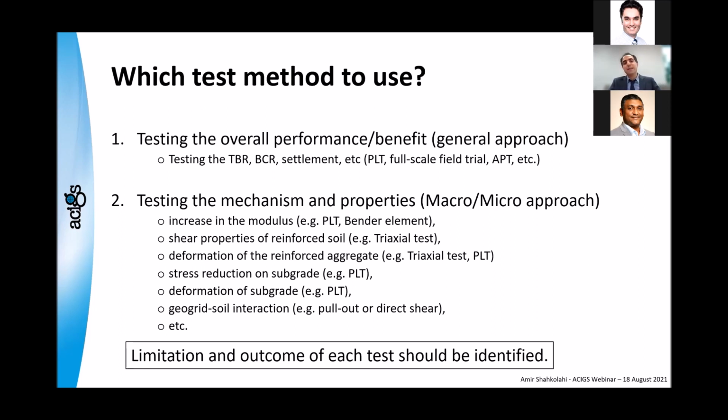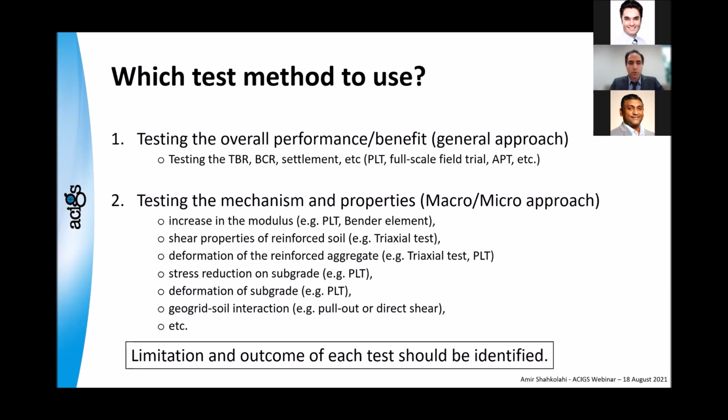Or are we testing the mechanisms and properties? This is a very important step. Sometimes there's confusion. We don't know which test to use, or we mix the tests and we don't know what we want to get. So you should first determine what we want to test: the overall performance, or the mechanisms, or the effect of properties.